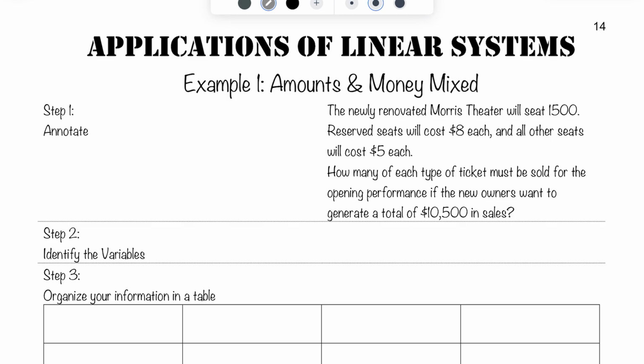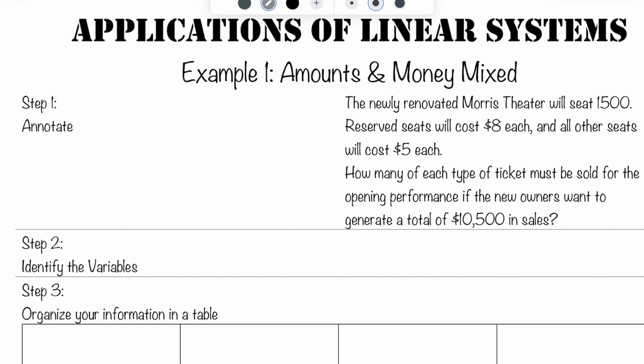This video is just going to go through how you set them up. It's not going to go through that solving piece. So first example is when we have amounts and money that are mixed. So the first step in all of these is going to be to annotate. Annotate is a fancy word of saying mark it up. What is the important information?